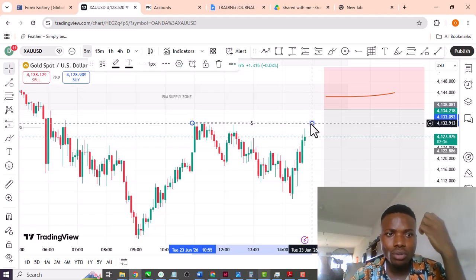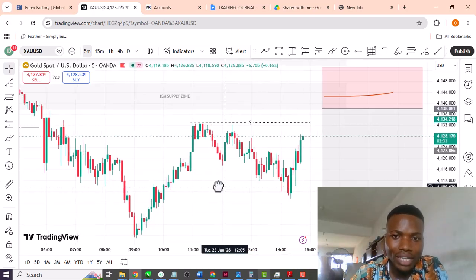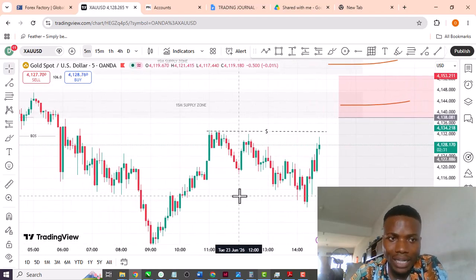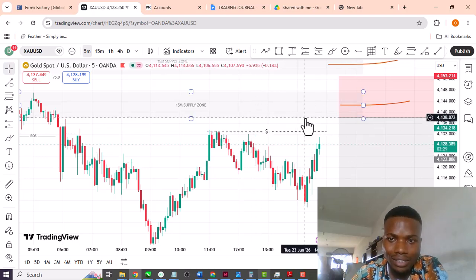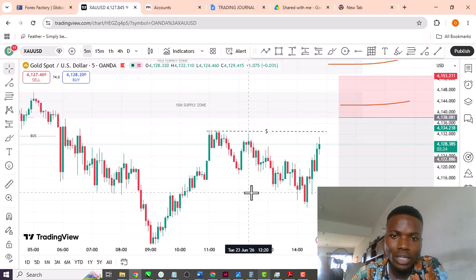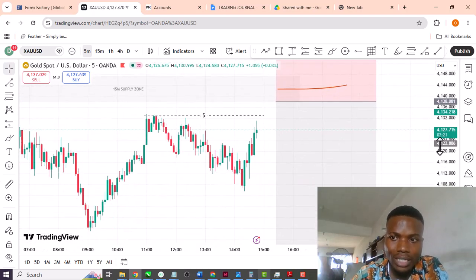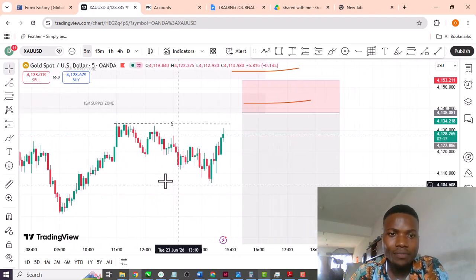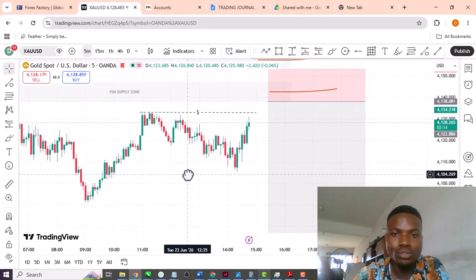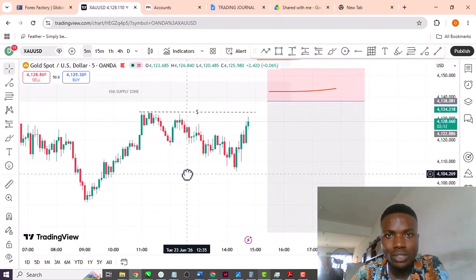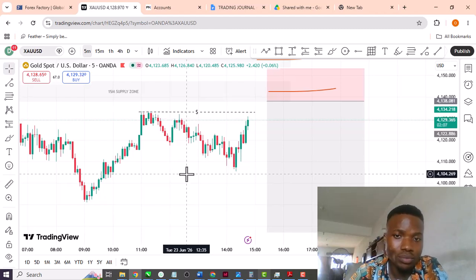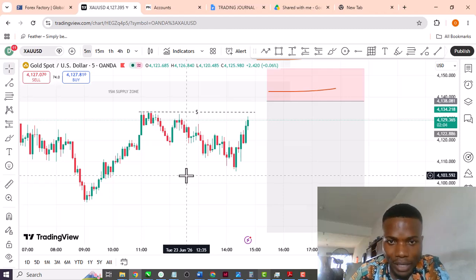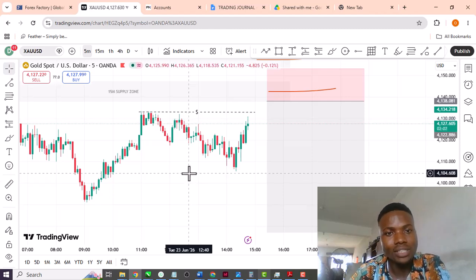This is what I'm envisioning price to do, but my preferred entry is at this current price, 4137. Immediately price taps into it and I see a confirmation, which is a liquidity candle, then I'm going to enter for a sell trade. That is how I'm envisioning price to react in the next few minutes. So let us see how this is going to play out.